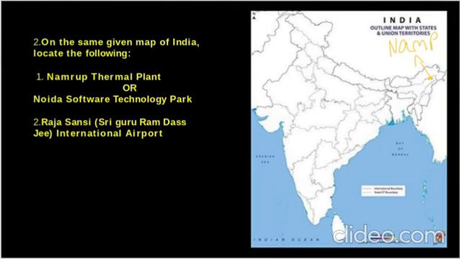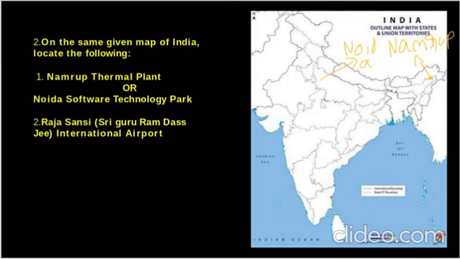After that, Noida Software Technology Park. You can choose Namrup or Noida, anyone. So I'll give answers for both. So Namrup is here. Then Noida Software Technology Park. It will be in Delhi. It is over here. This is Noida. I don't have space, I'm just writing Noida for Software Technology Park.